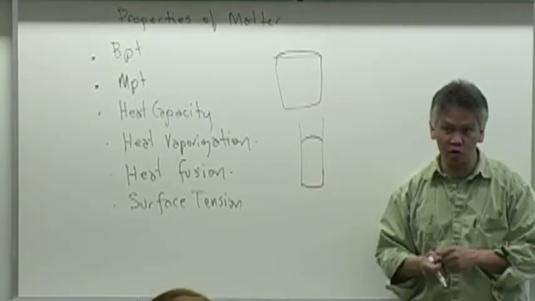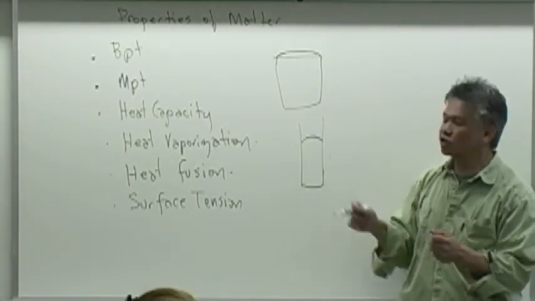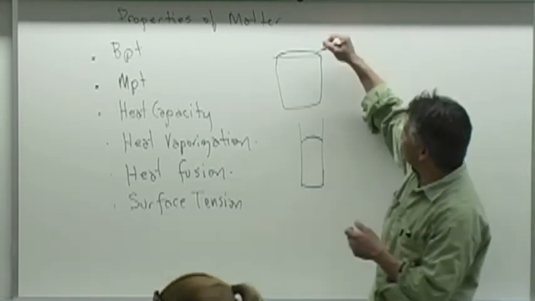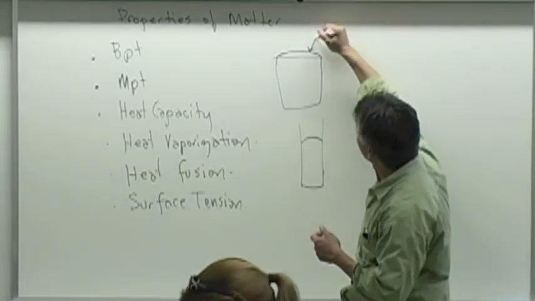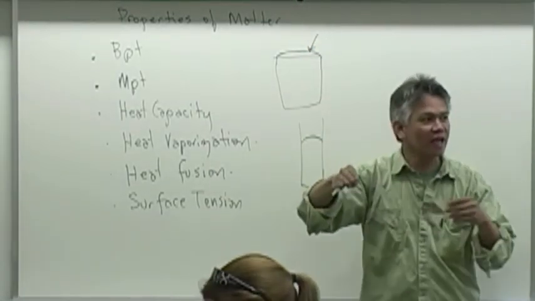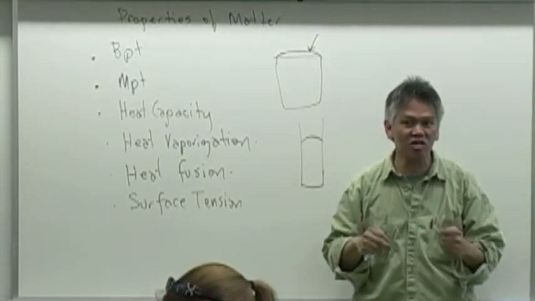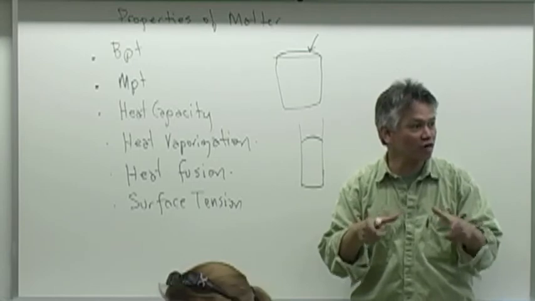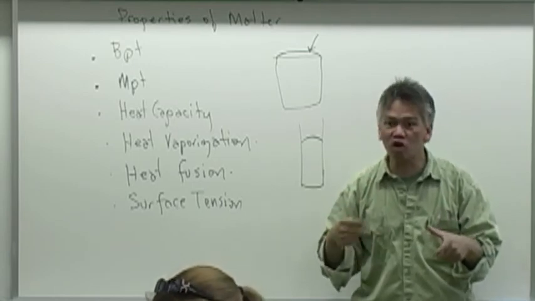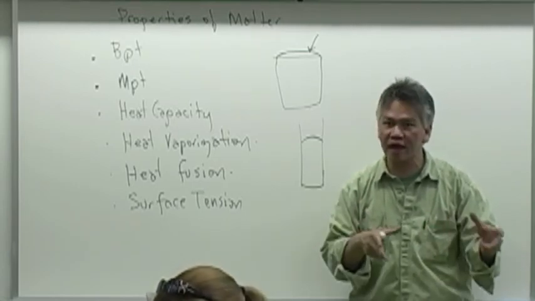Mercury is a liquid at room temperature. Okay? It's got a certain surface tension. It basically is like an elastic membrane at the very surface that may be difficult to penetrate. The stronger the surface tension, the higher the intermolecular force. Water has a stronger surface tension, for example, than alcohol.